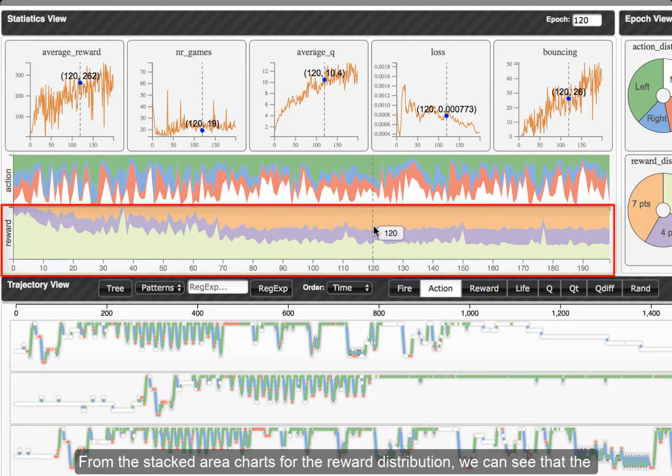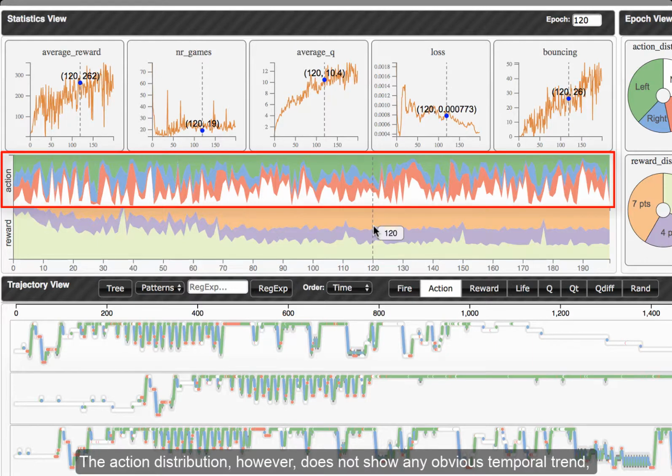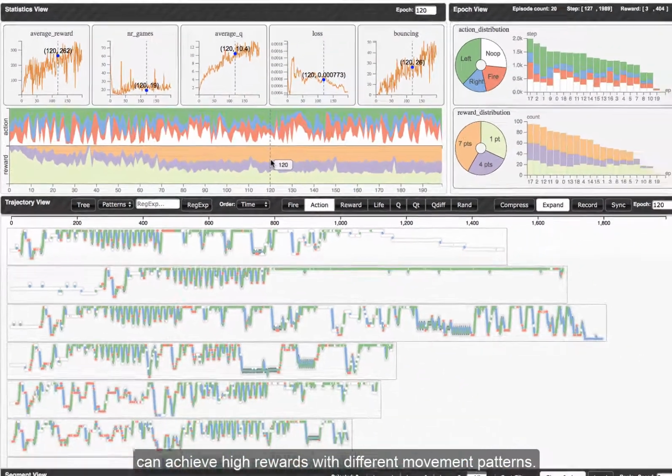From the stacked area charts for the reward distribution, we can see that the 4-point and 7-point rewards take an increasing portion of the total rewards. The action distribution, however, does not show any obvious temporal trend, even in the later training stages. This observation indicates that the agent can achieve high rewards with different movement patterns.